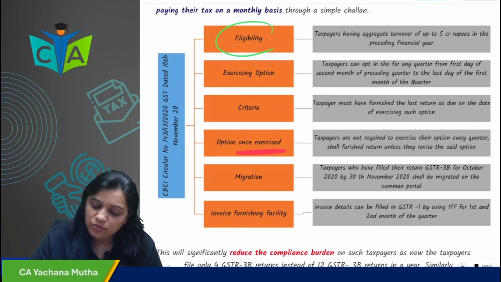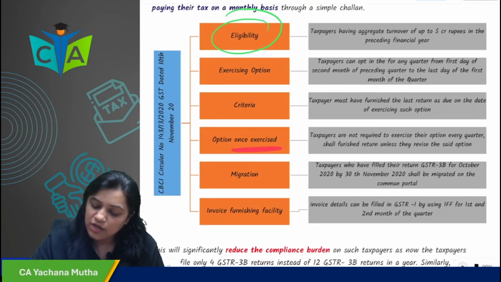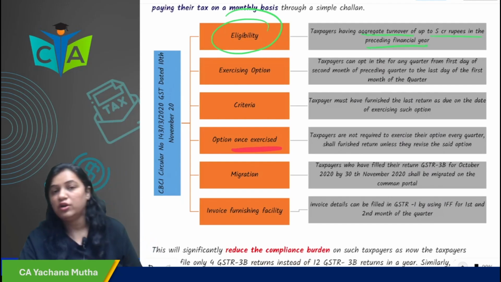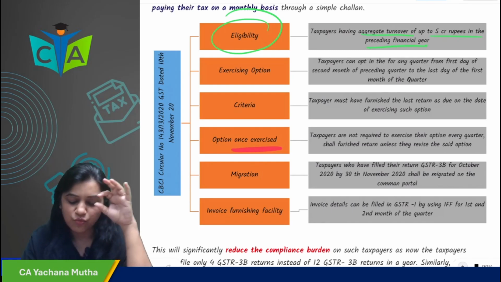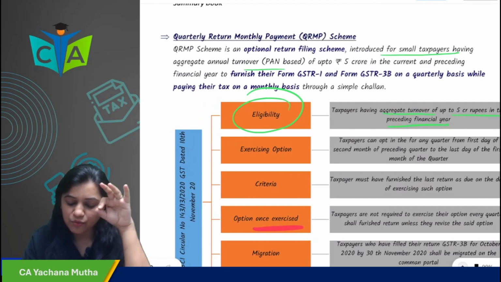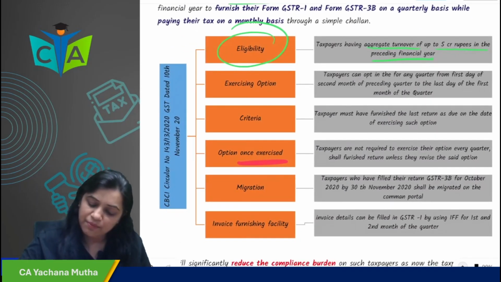Now, eligibility: who is eligible for this QRMP scheme? Taxpayers having an aggregate turnover up to 5 crore in the preceding financial year. If your aggregate turnover is up to 5 crores in the preceding financial year, then you are eligible for the QRMP scheme.